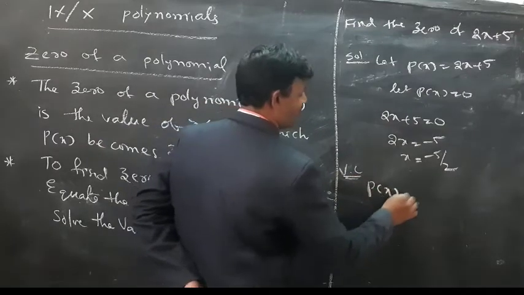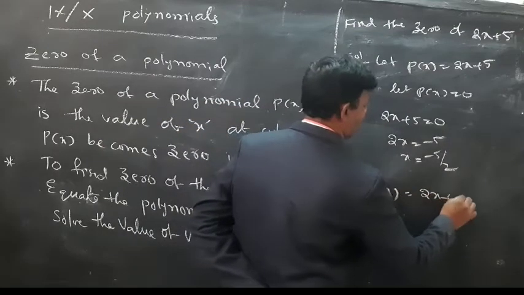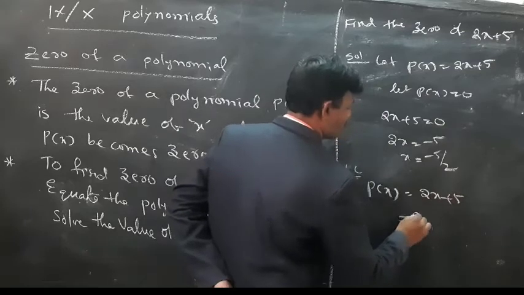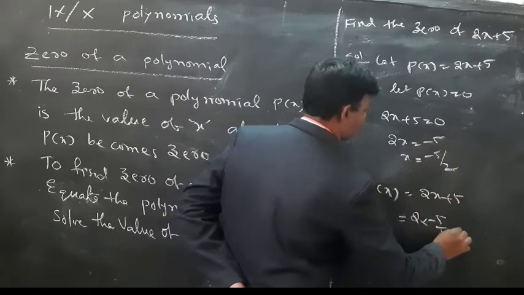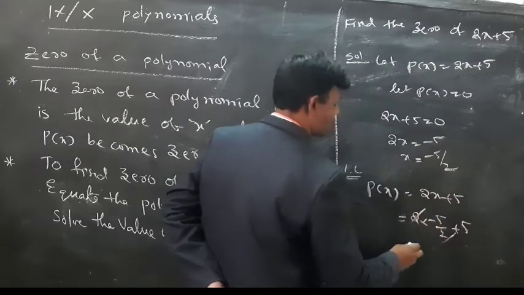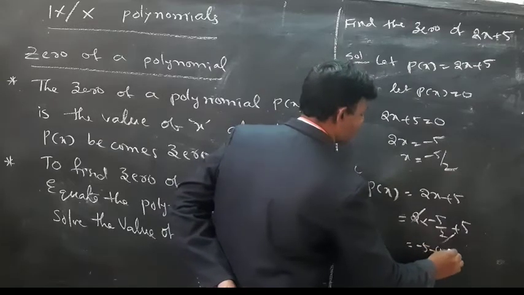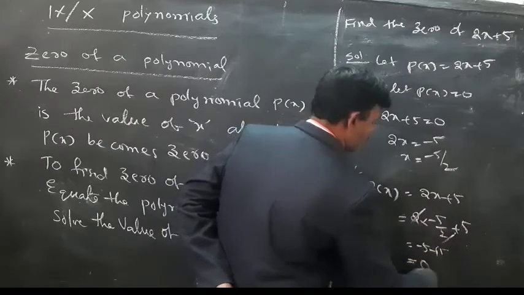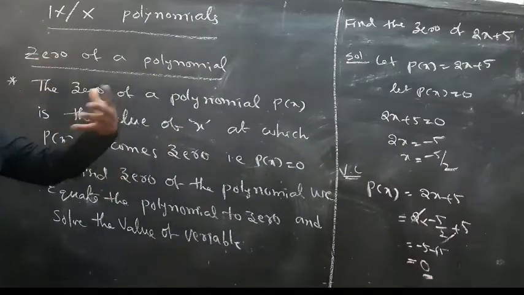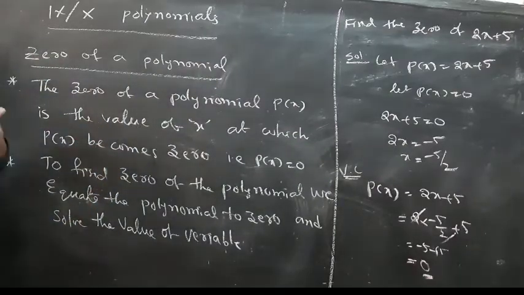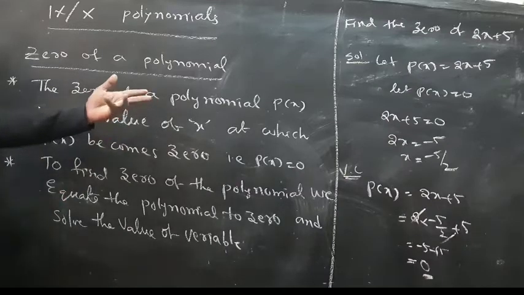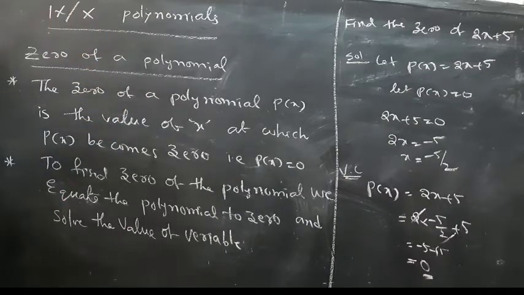What is p of x? p of x is equal to 2x plus 5. So 2 into minus 5 by 2 plus 5. 2 and 2 get cancelled. Minus 5 plus 5 is equal to 0. So to find the zero of a polynomial, first you have to equate it to 0, then find the value of x. Here x is equal to minus 5 by 2. So minus 5 by 2 is called the zero of the given polynomial.